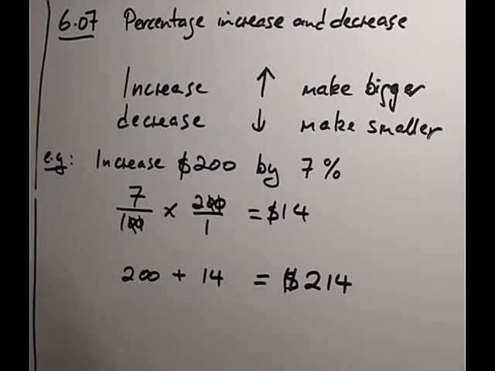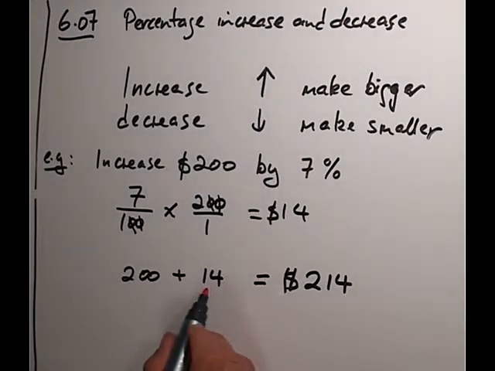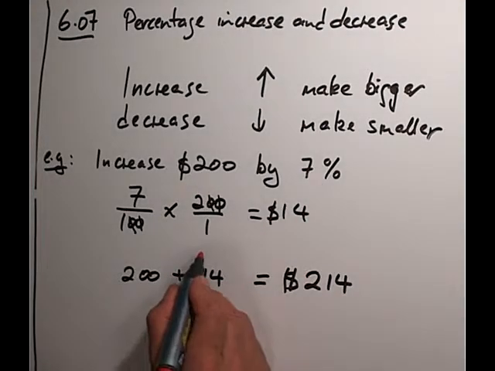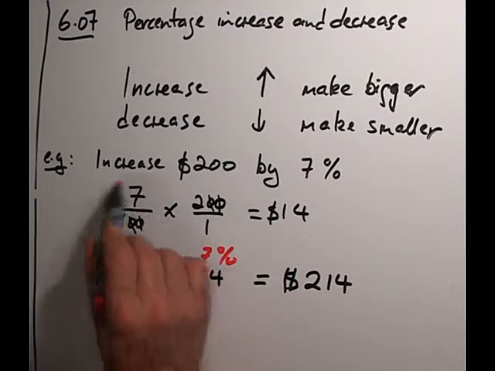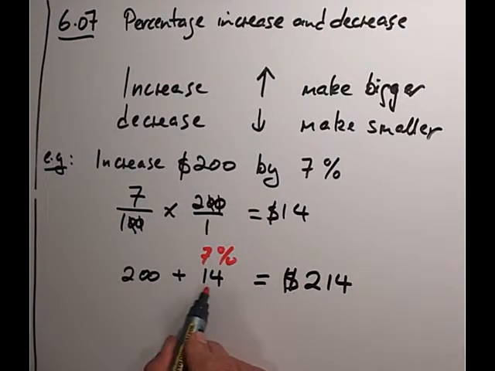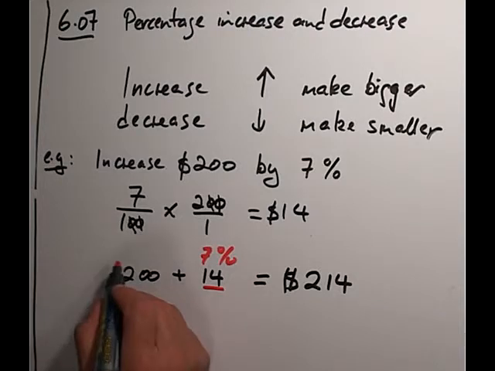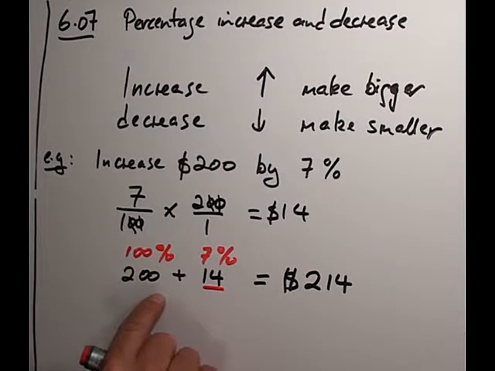Now before I go on, I want to show you something that's really important. Let's start with the 14 first. The $14 is in fact what? It's 7%, isn't it? We calculated the 14 because we worked out that as being the 7% of the $200. What's the $200? Well, that's the 100%, isn't it? That's my whole amount. So my whole amount, which is 100% of what I've got, is 200. 7% of that is the 14.